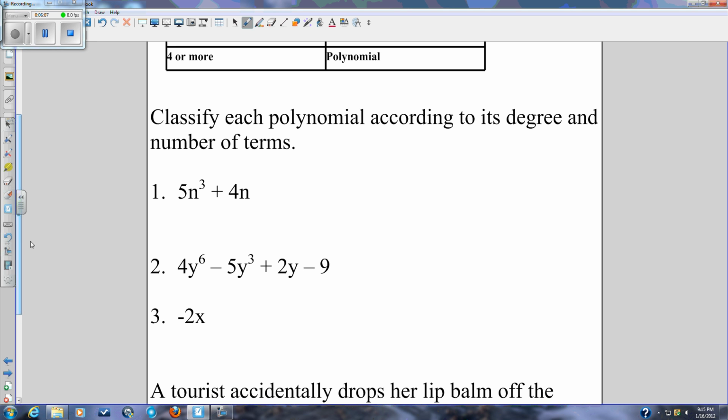Okay, so this first one has, we can see the highest exponent is a 3, or the highest degree of all of the terms is 3. So we can say that is cubic. And there are 2 terms, so we will say it is a binomial. Look back at your lists to see where these terms are coming from.